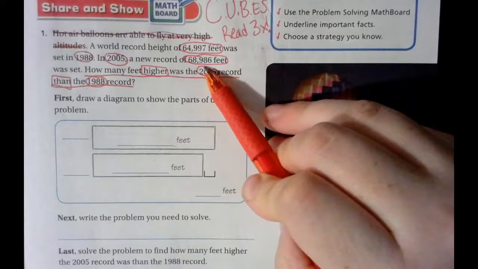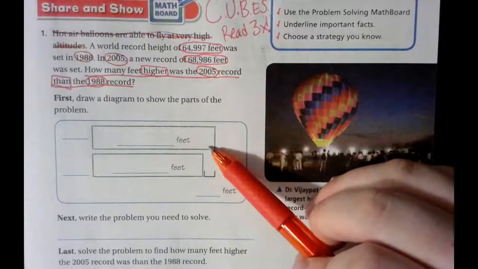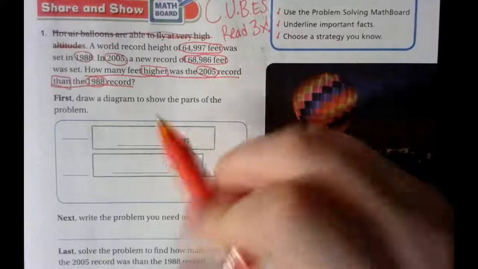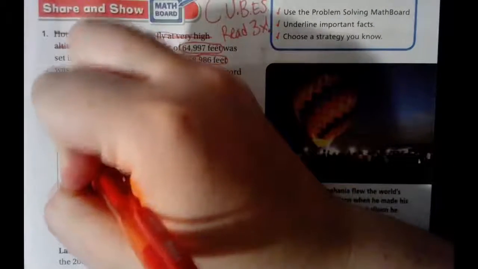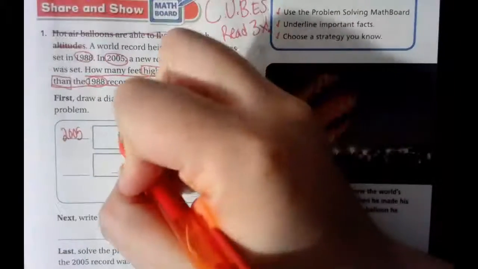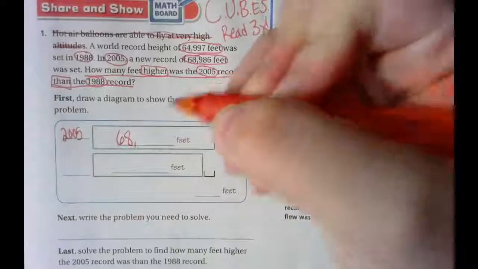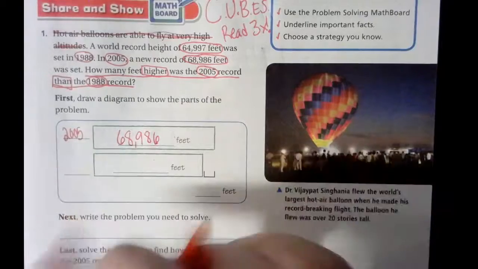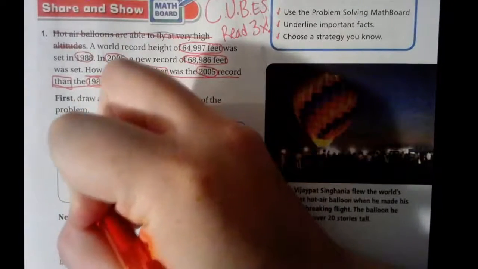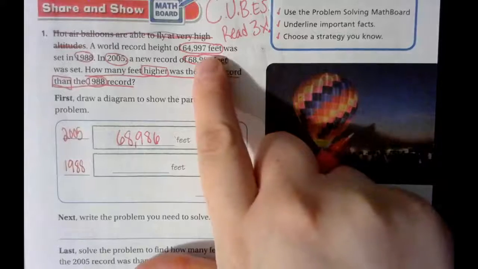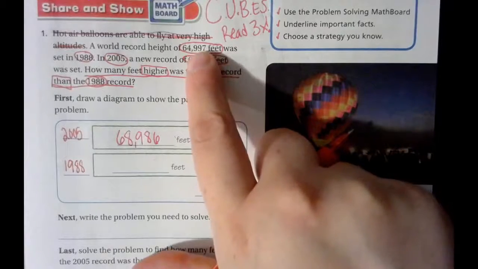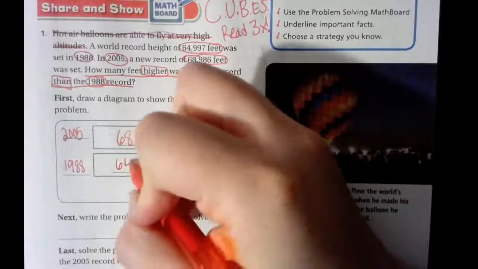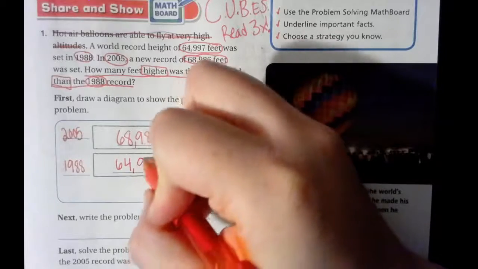68,986 feet, that's the bigger number, so we're going to put it in our bigger box. Okay, this was in the year 2005, and the record became 68,986. If we go back to 1988, the record was 64,997.